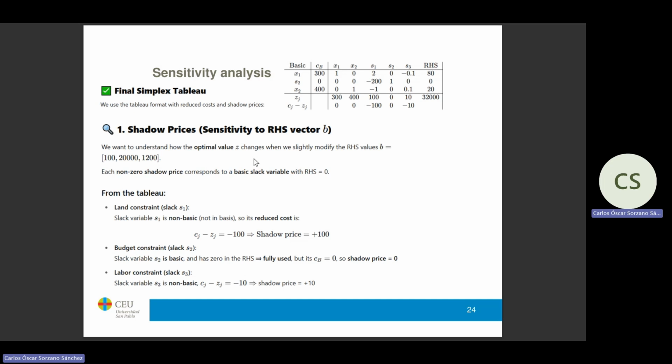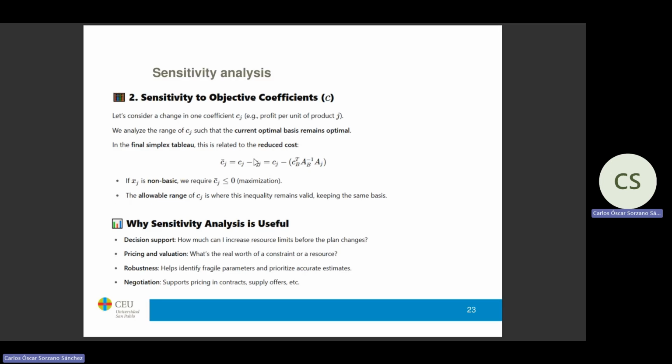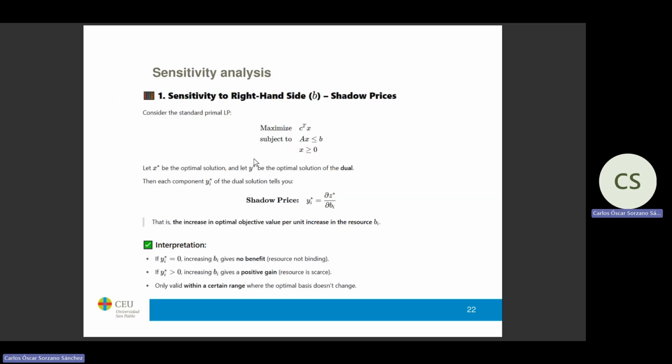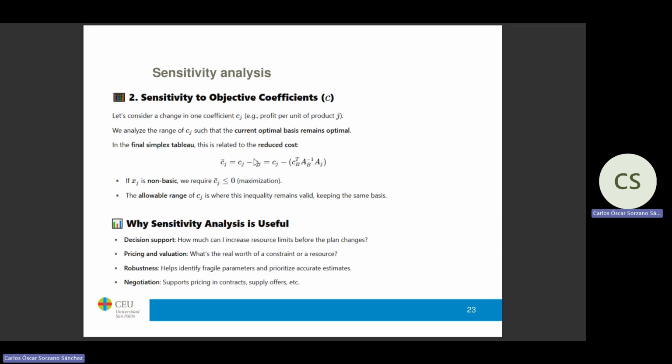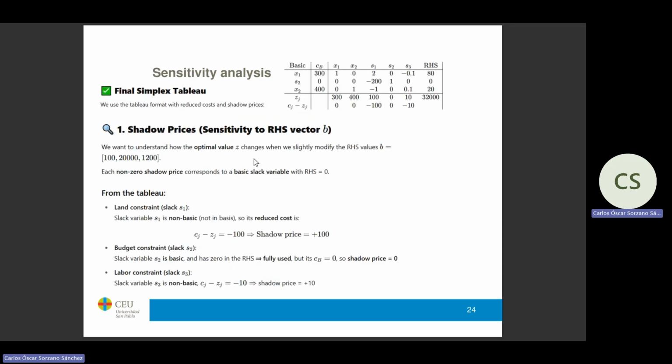Let's try to do it for this example. We have given you the theory of how to compute the sensitivity to the b's and the sensitivity to the c's. Let's apply it to the problem that we have just solved, starting with the sensitivity to b. We said that our constraints were 100 hectares, 20,000 euros for the budget, and 1,200 labor hours. Let's say that they change it. So we can compute the shadow price.